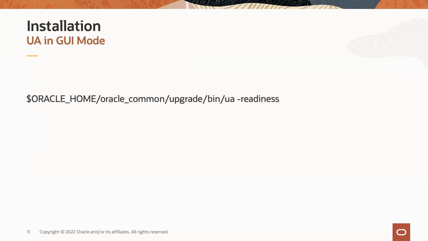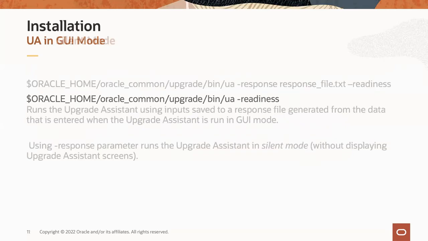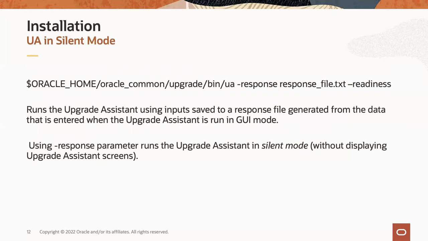Installation is running the UA with the -readiness parameter. It'll launch the readiness check in a UI mode. If you want to run it in a silent mode, then you pass another file, the response file that is generated the first time when you ran the upgrade assistant in UI mode. The response parameter runs the upgrade assistant in the silent mode.